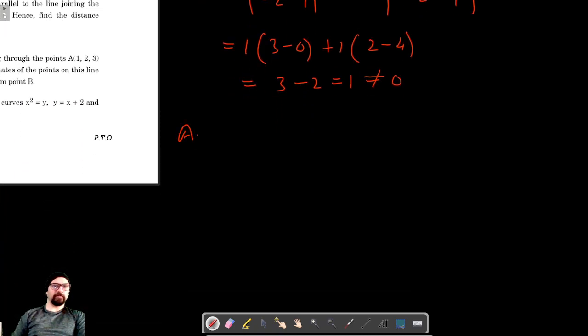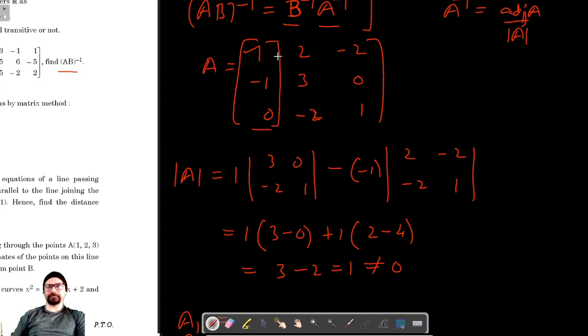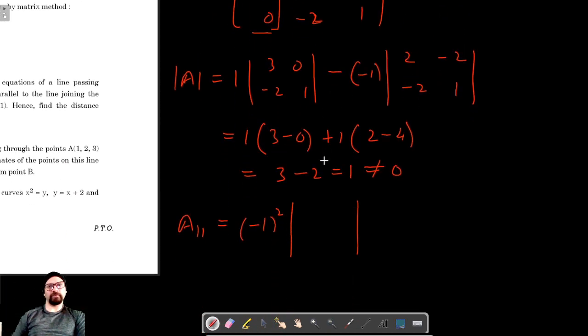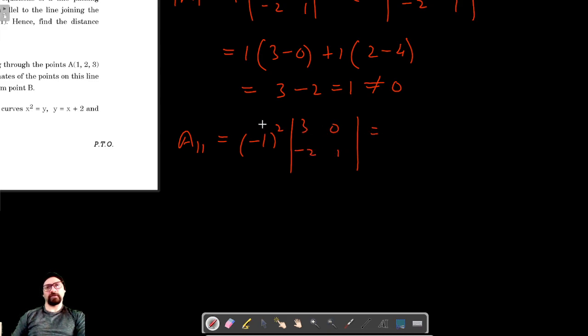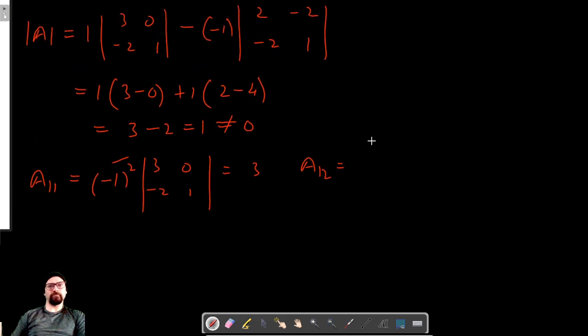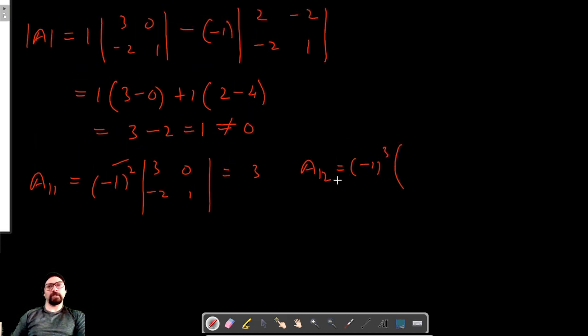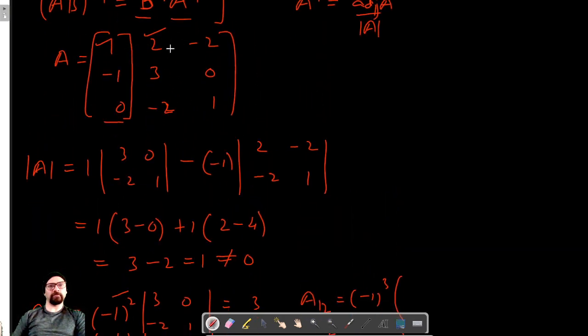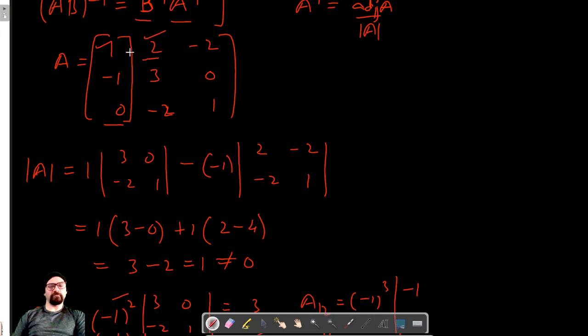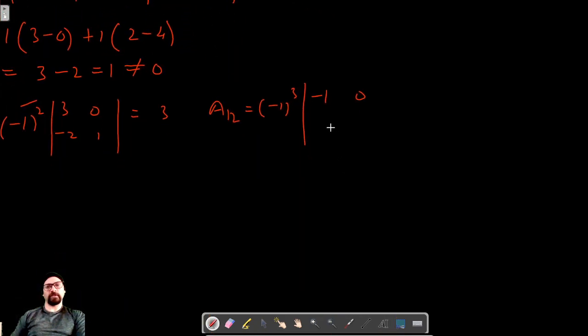So for A11, A11 is negative 1 square, and determinant of 3, 0, negative 2, 1, which gives 3. So A11 is 3. And A12 is negative 1 the whole cube, and A12 is the determinant of negative 1, 0, 0, 1, which gives us negative, and negative 1, which is 1.